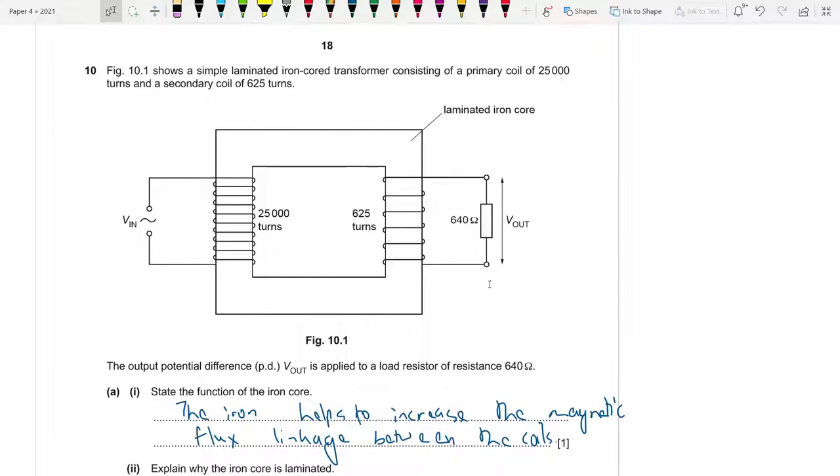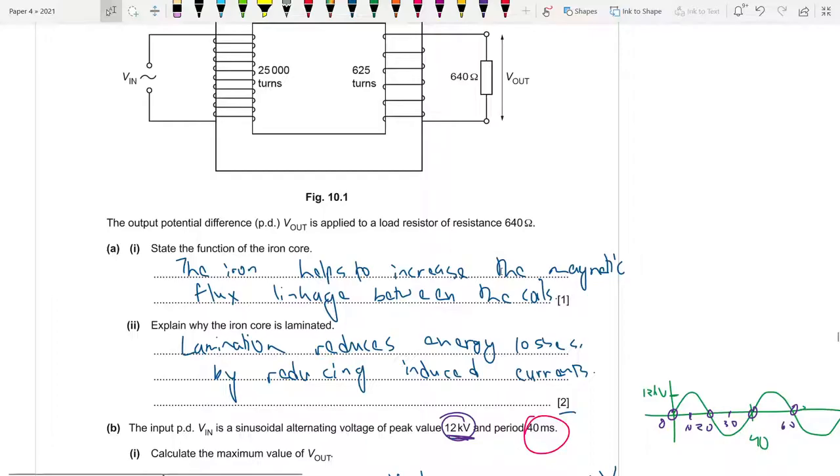Figure 10.1 shows a simple laminated iron core transformer. This is a step down transformer because the secondary coil has a lower number of turns, 25,000 to 625. State the function of the iron core. It mainly helps to increase the magnetic flux linkage between the coils. Why is it laminated? The lamination, it's plastic basically, so it reduces energy losses. Why? By reducing the induced eddy currents. So lower currents mean lower heat will be generated, right?